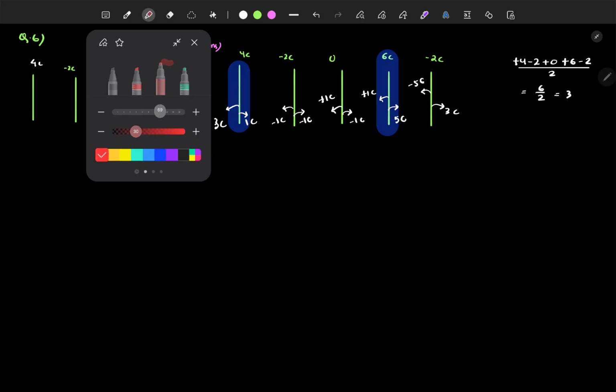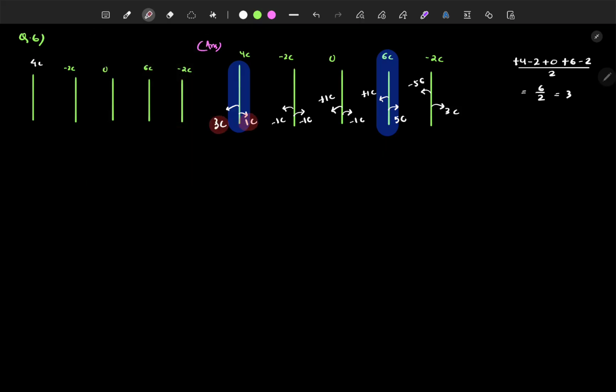Now you all can check this answer. 3 coulomb plus 1 coulomb, that is 4 coulomb, correct. Minus 1 coulomb minus 1 coulomb, that is minus 2 coulomb, true. Then plus 1 coulomb minus 1 coulomb, that is 0 coulomb, correct. Then 1 coulomb plus 5 coulomb, that is 6 coulomb, correct. Minus 5 plus 3, that is minus 2 coulomb, that is also correct. This is as per the distribution process. Okay, first all of you add these charges, after that you can solve.